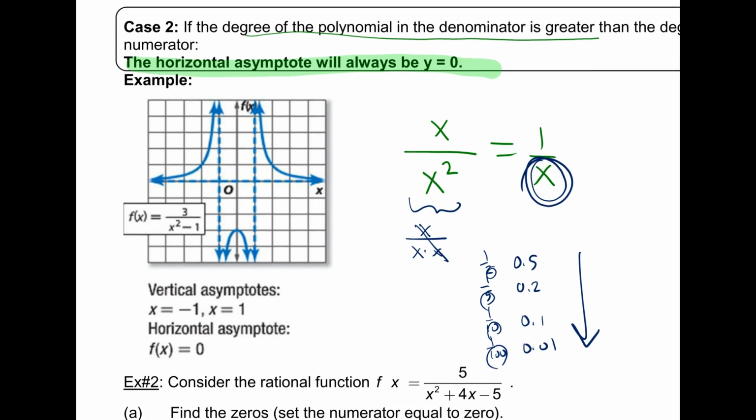Okay, so what do we do? The horizontal asymptote will always be y equals 0 if you have a bigger exponent on the bottom. So you draw your horizontal asymptote right here, which is kind of hard to see. Notice we have 2 vertical asymptotes. That was what you guys were talking about. We found our vertical asymptotes by finding the zeros of the bottom of our rational function.